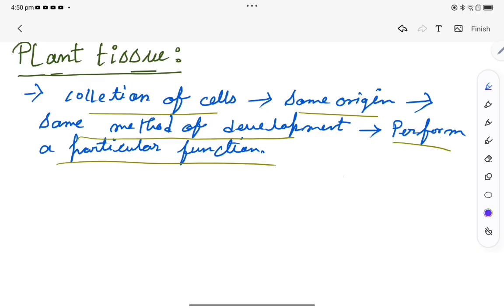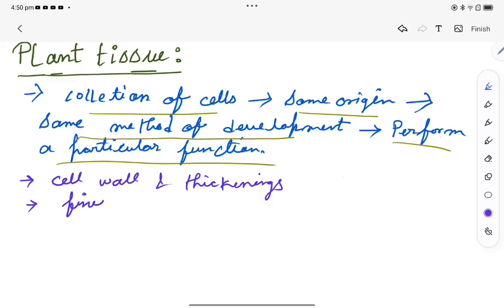Now we all know that there are many differences between plant tissue and animal tissue, right? Since the cells are very different from each other, obviously the tissues will also be different. Plant cells have a cell wall and other thickenings, right? This is a feature of plant cells. Plants are mostly fixed in a place, stationary, unlike animals, they cannot move here and there.